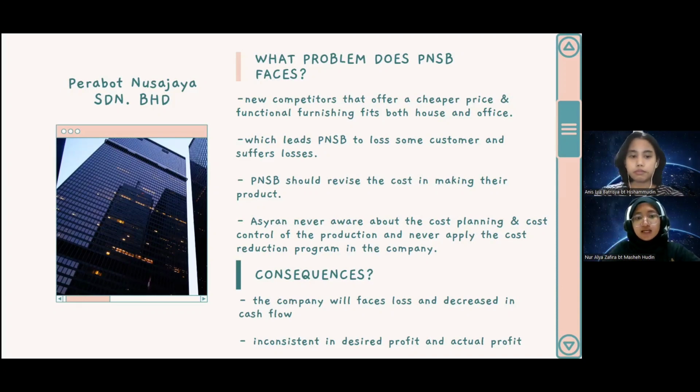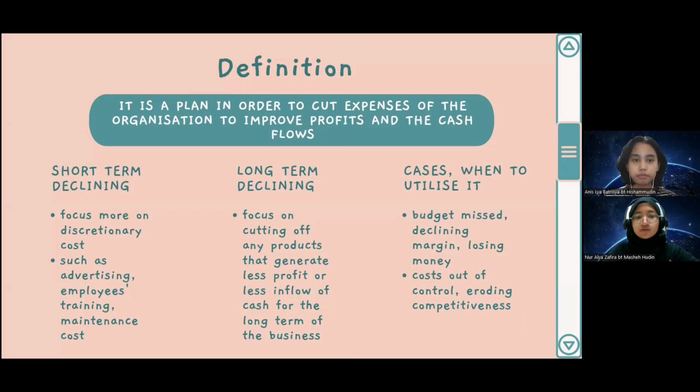In the passage, it stated that Ashran was never aware of the cost planning and cost control of the production and never applied the cost reduction program in the company. Hence, the company will face loss and a decrease in cash flow. Also, the company will face inconsistency between desired profit and actual profit. For the next slide, I will give it back to Anis for the definition of cost reduction program.